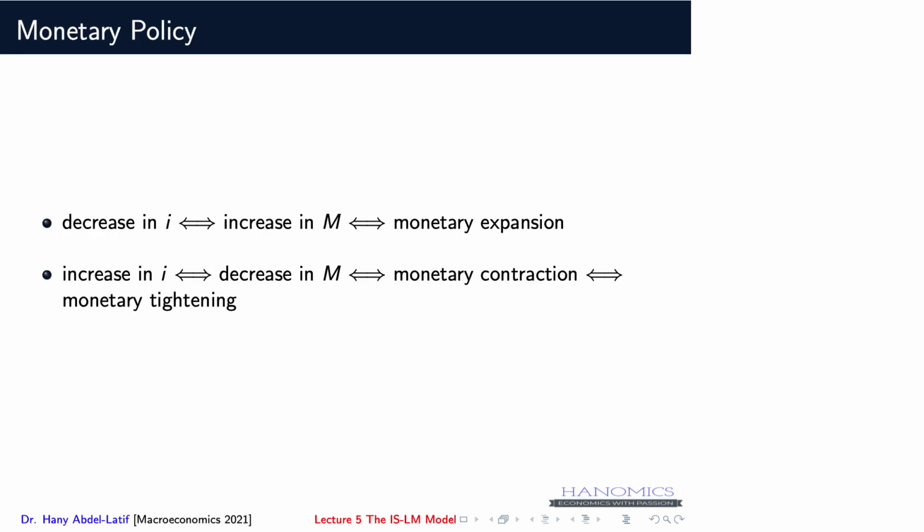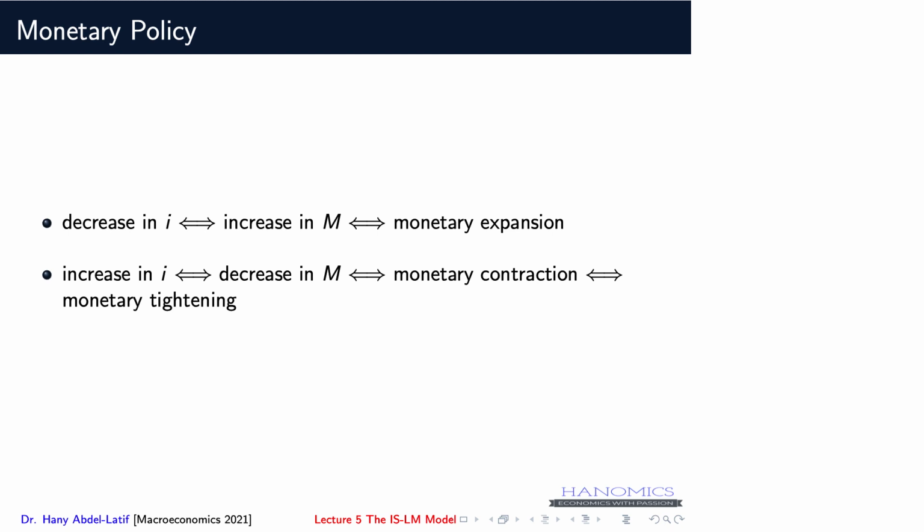If the central bank chooses to lower the interest rate, they need to increase money supply. So they go to the bonds market as a buyer. They buy bonds, and that will increase money supply. That is called monetary expansion. If we have a monetary contraction, that means the central bank chooses to increase the interest rate, so they need to decrease money supply. To decrease money supply, they go to the bonds market and sell bonds. In that case, it's called monetary contraction or monetary tightening.